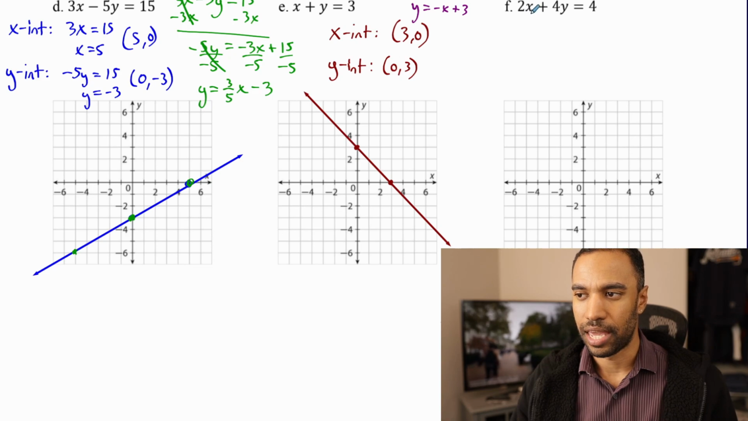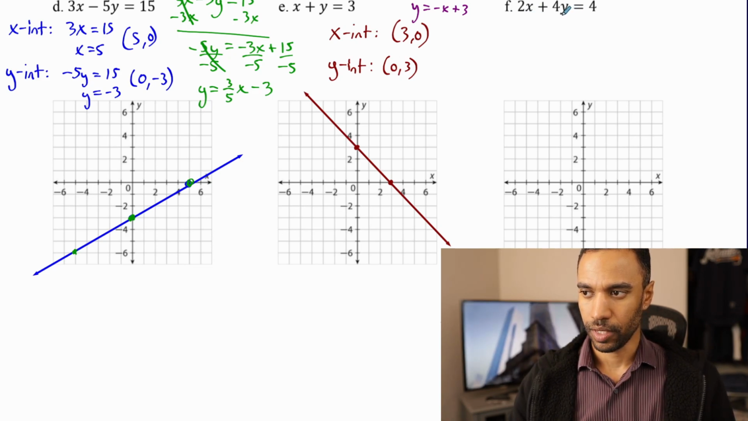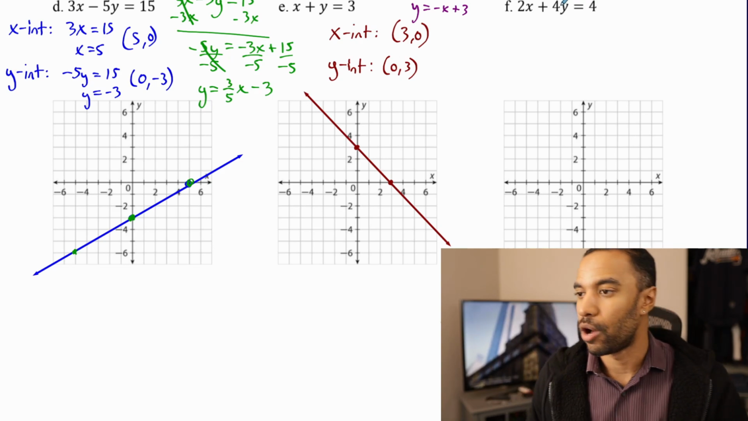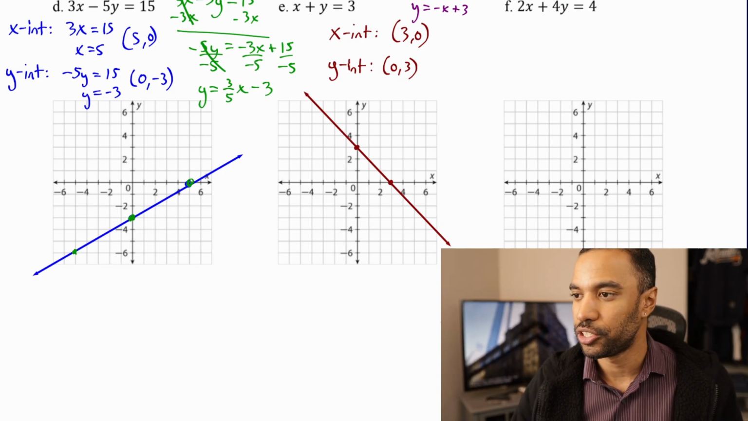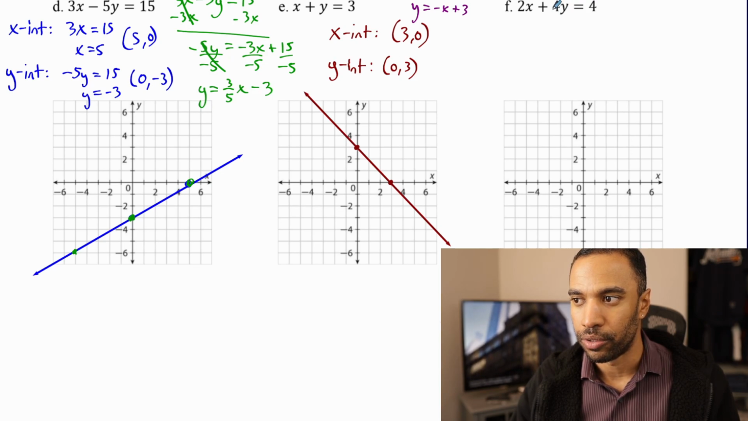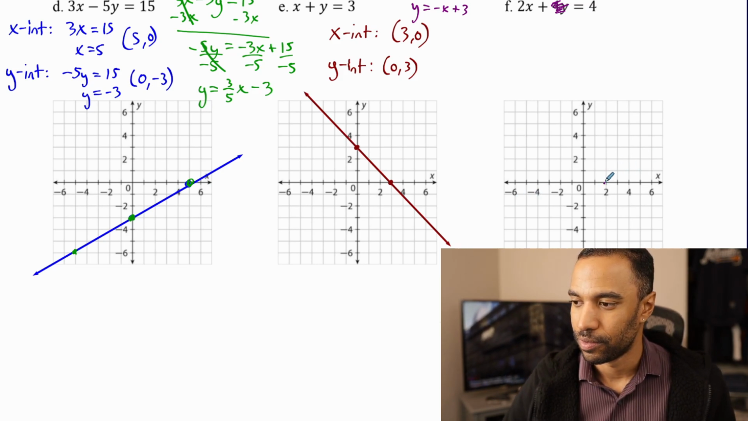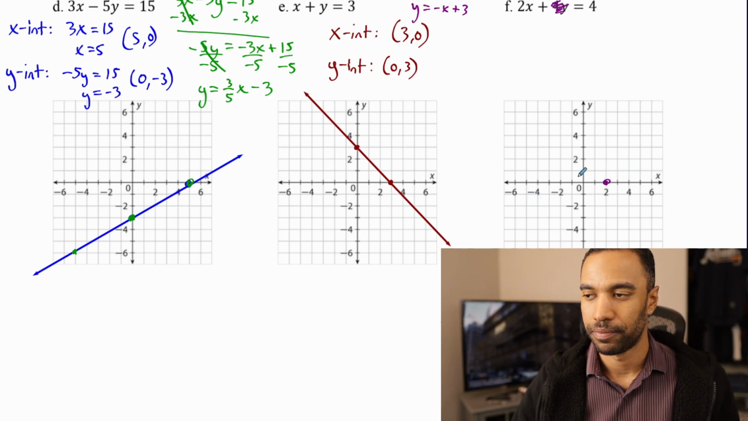Okay, on F, once again, get x and y by itself. See if you can visually hide them. Cover it with your finger. Let's get the x-intercept by setting y equal to 0. Cover it. It's gone. 2x equals 4, x equals 2. X equals 2 when y equals 0.